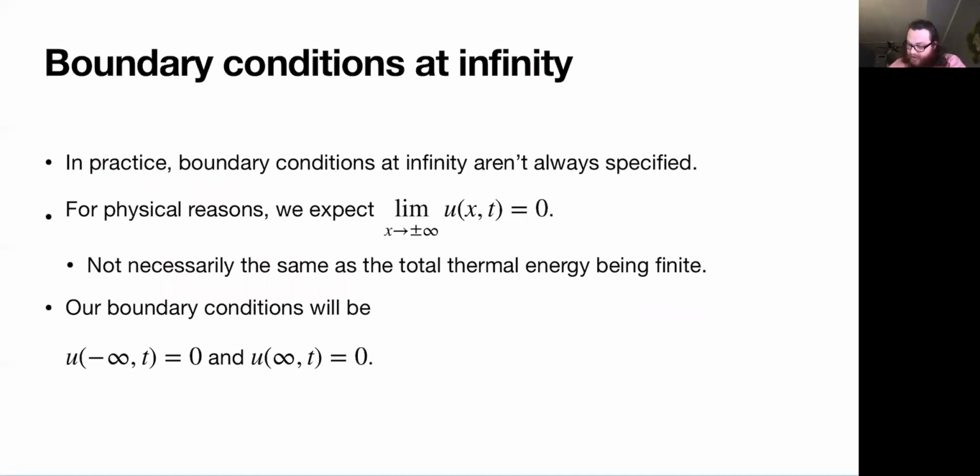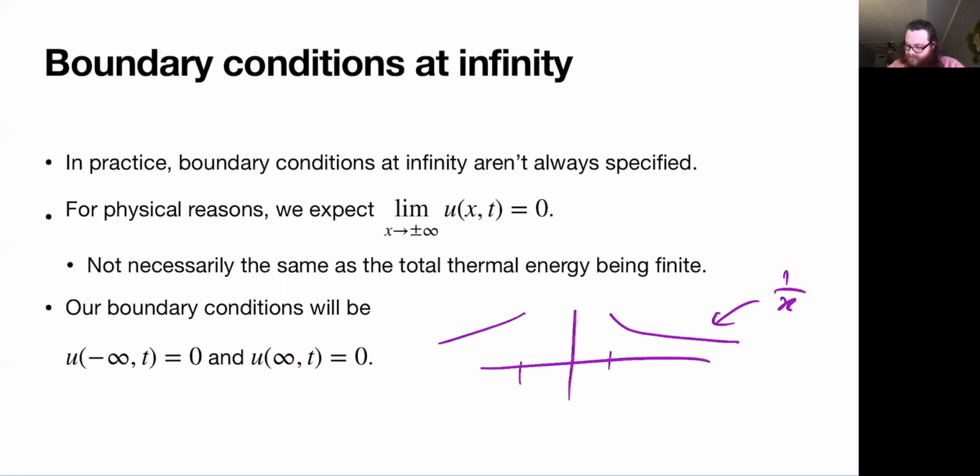Right? And so as an example of this, suppose you take some function that looks like, out here, this is going to look like 1 over x. Out here, this is going to look like 1 over negative x. And then maybe in the interior, it looks something like that. So it's smooth, whatever. But the point is that this function is integrable.